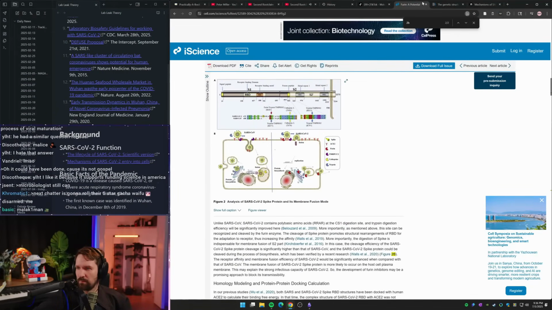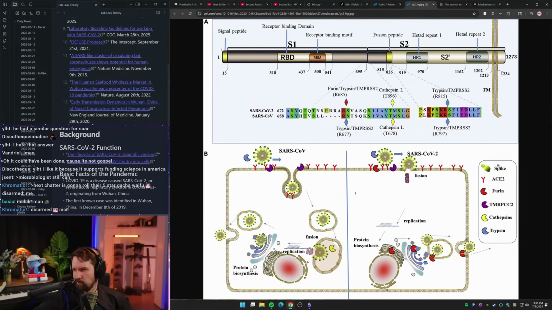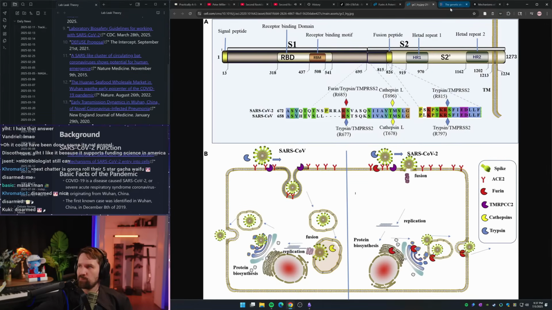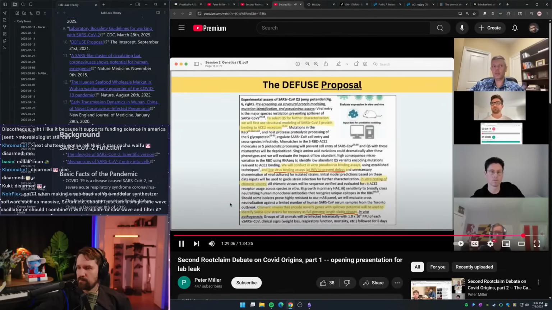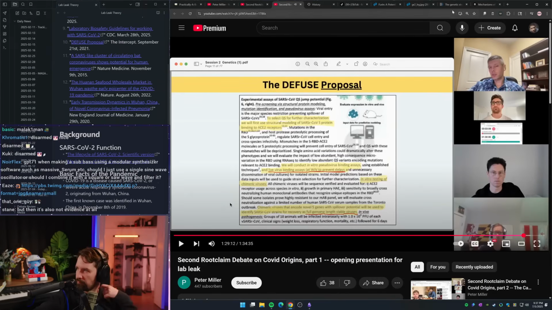If they have an interest in synthesizing and inserting novel furin cleavage sites, they can do this locally, very easily. They have this capability. And so just because DEFUSE was talking about Ralph Baric doing it, I wouldn't give any weight to WIV not being able to do this or not wanting to do this.